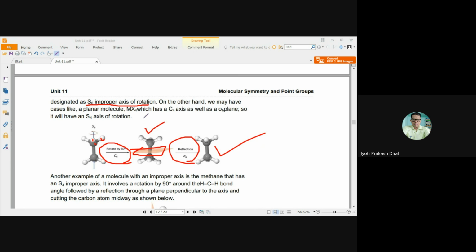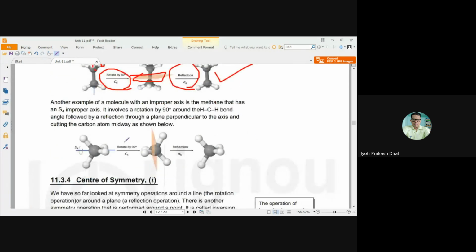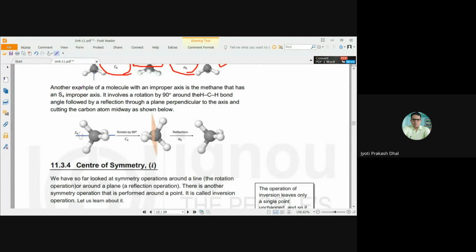S6 improper axis operation. On the other hand, we may have classes like the examples of MX4, which has a C4 axis as well as a sigma h plane. So it will have an S4 axis of operation, S4 axis of rotation. Similarly, another example of a molecule with an improper axis is methane, which has an S4 improper axis. It involves rotation by 90 degrees around the hydrogen-carbon-hydrogen bond, followed by reflection.